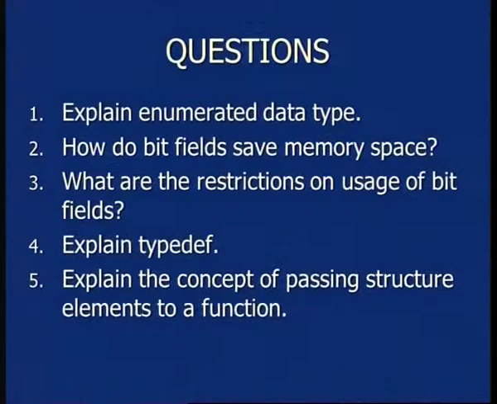Passing structure elements, the normal way of passing variables is using pass by address and pass by value. When you pass by value you use the dot operator, and when you pass by address you use pointers and then use the arrow operator to access the values.